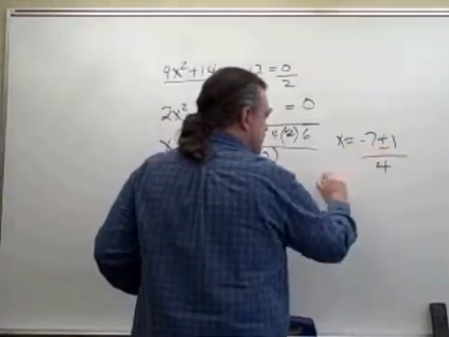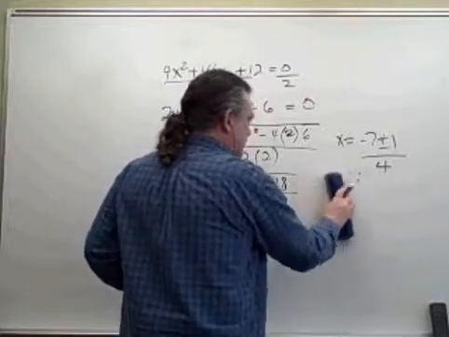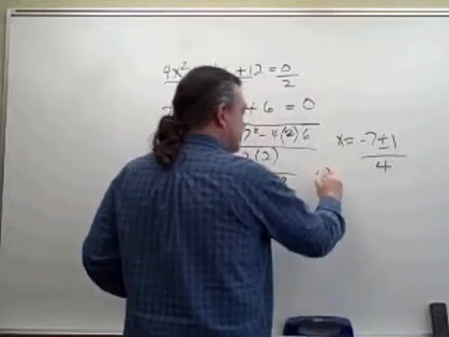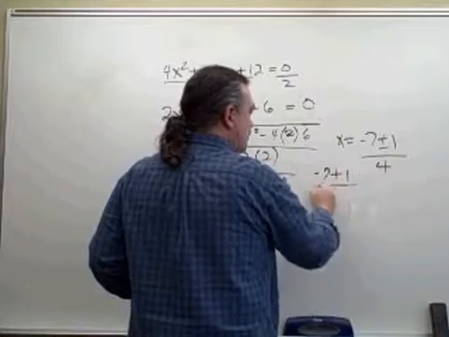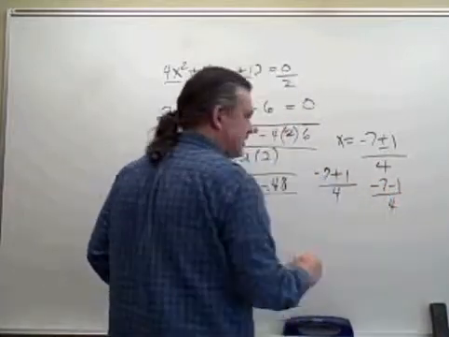So one solution is negative 7 plus 1 over 4. And the other solution is negative 7 minus 1 over 4.